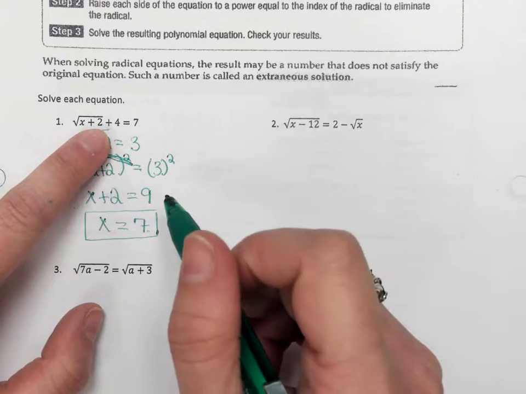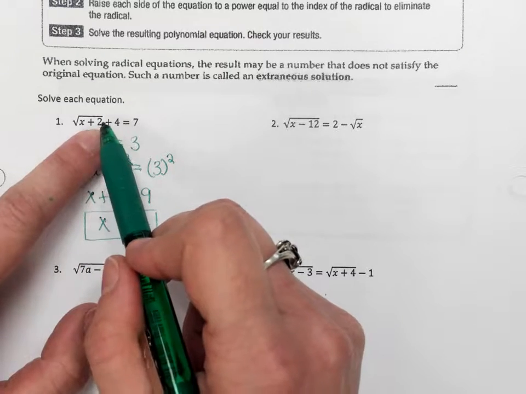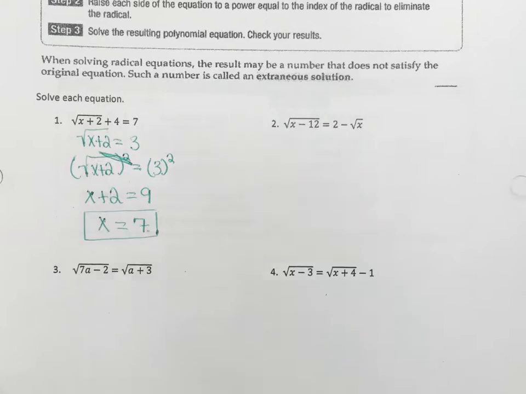Plug into 7. What's 7 plus 2, guys? 9. What's the square root of 9 in this case? Is just simple. Just 3. And what's 3 plus 4? 7. There you go. Y'all okay? Alright, let's look at number 2.